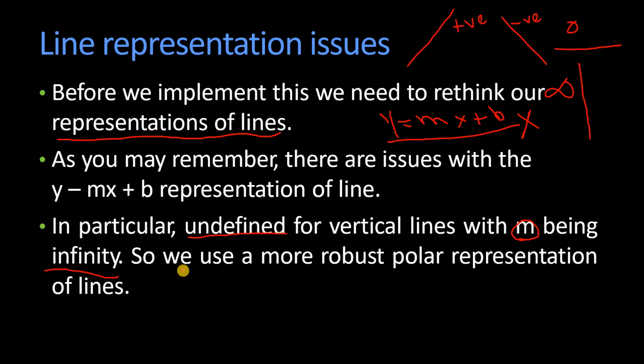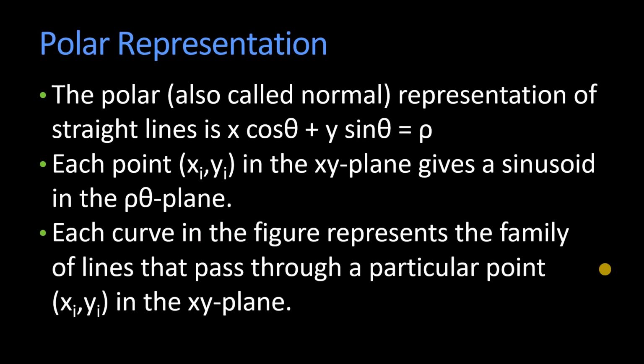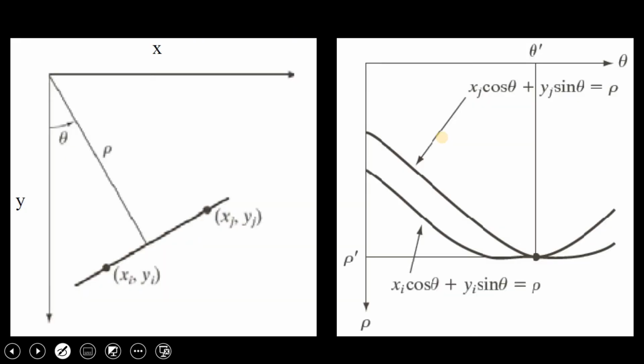To solve this issue, we use another more robust approach, which is the polar representation of lines. Against the equation that you saw over here, there is another representation. We call it the polar representation for the lines. The formula is given like this. The concept is simple. The idea is shown in this diagram.